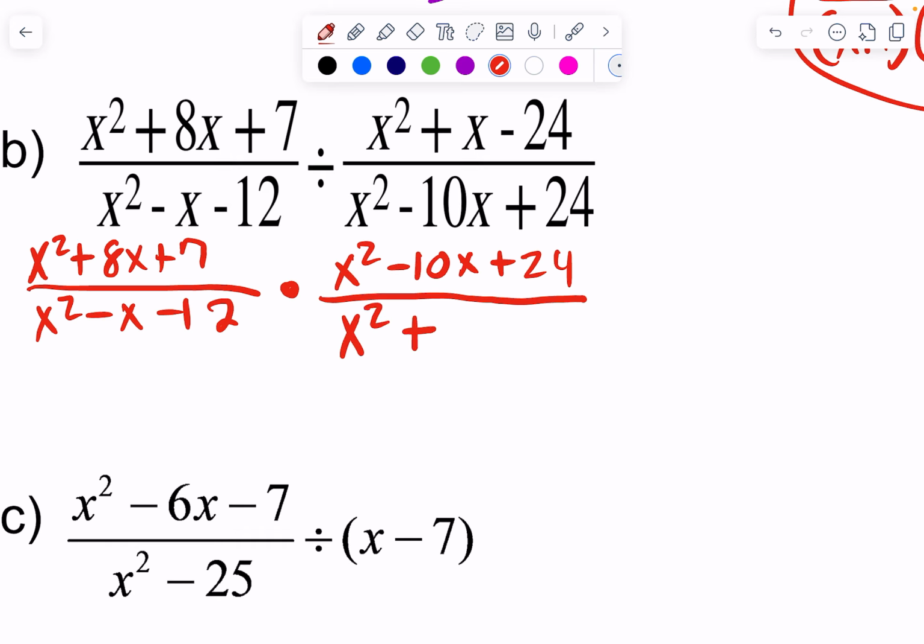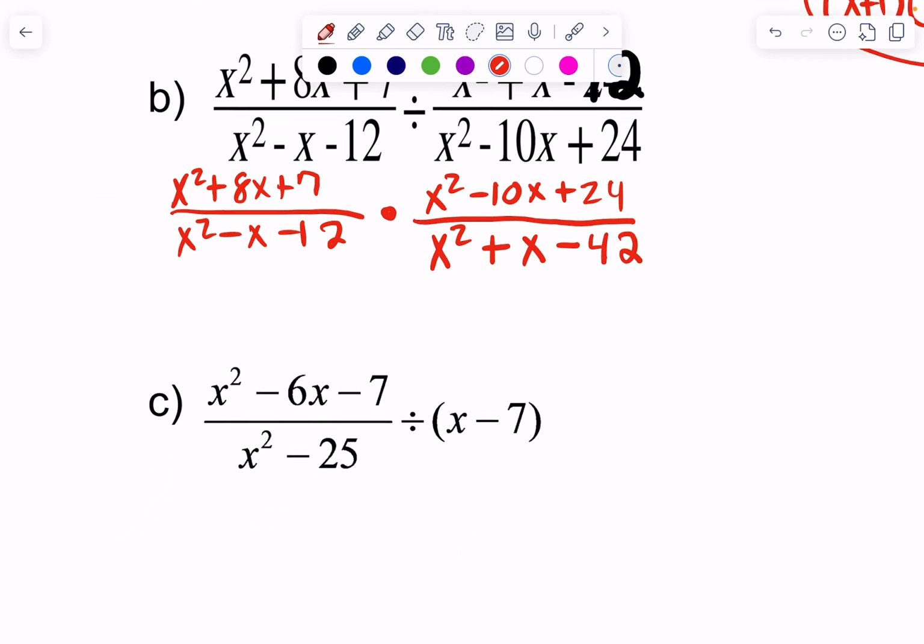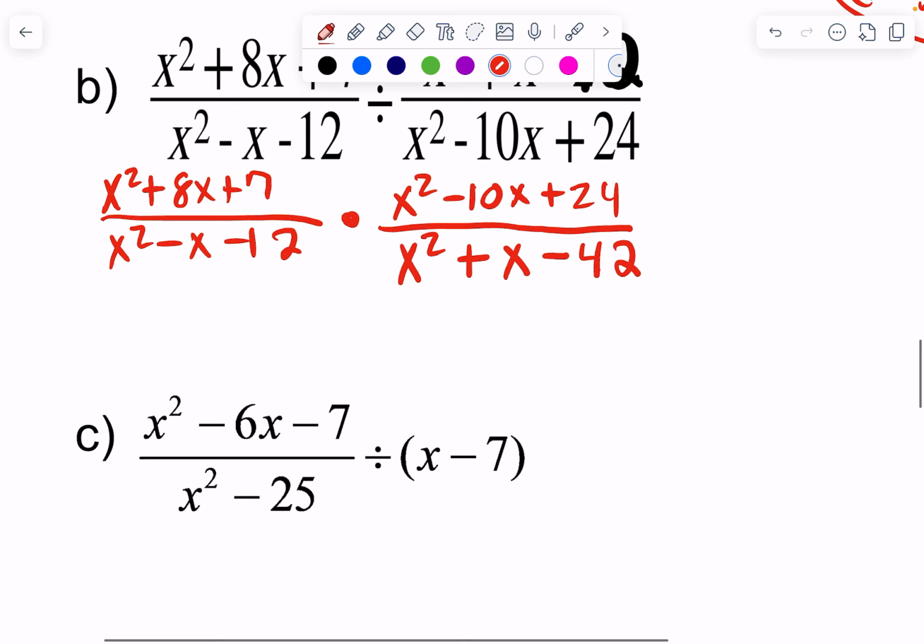And I see that I made a little error here. Please change this 24 to a 42. Please change that 24 to a 42. And I apologize. All right. So now we went ahead and stay, change, flip. Please make sure that you catch that error that I made with the 42.